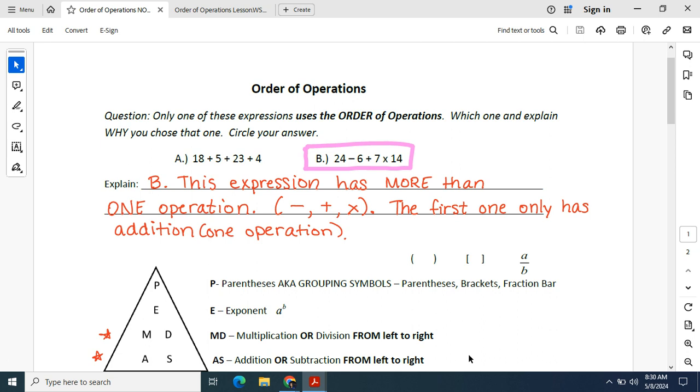The first one only has addition. Since it only has addition, you don't need the order of operations. But once there's more than one operation, then you need the order of operations. So B, I would need it.